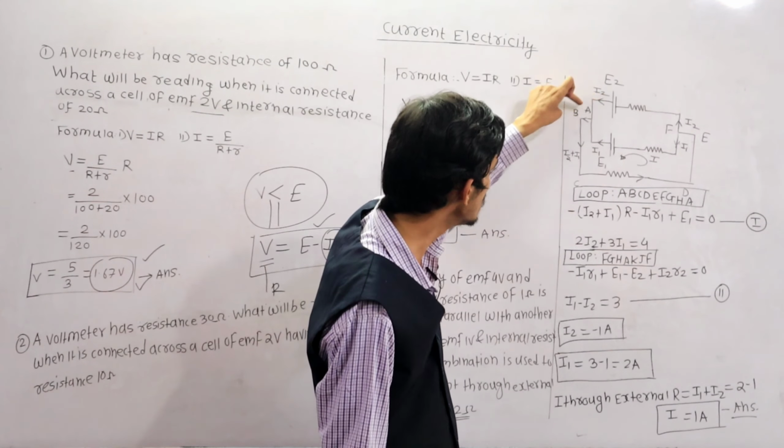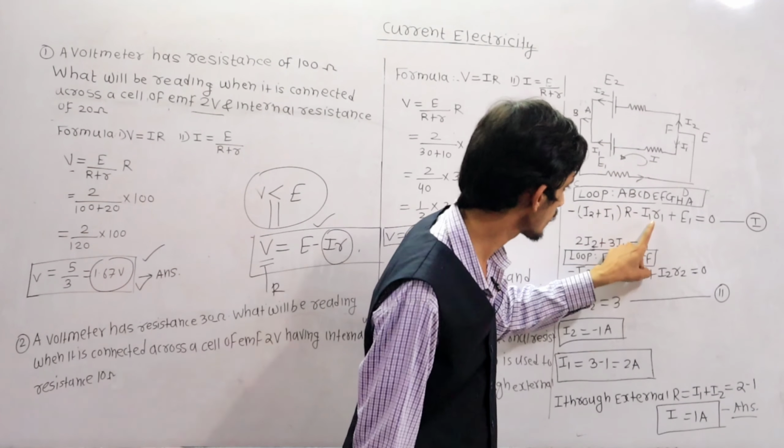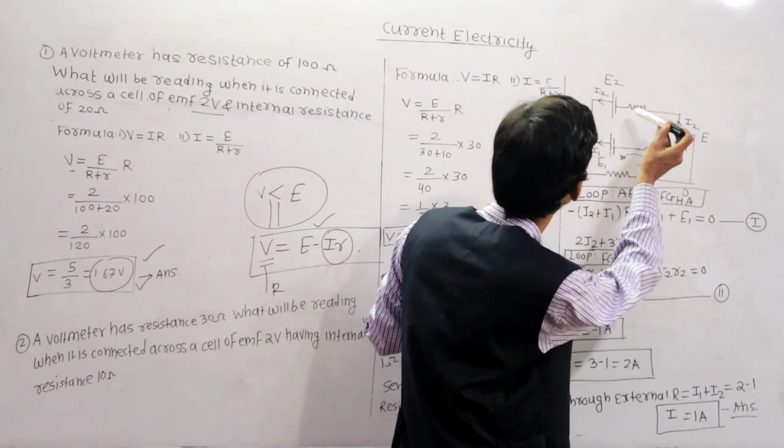Why? Because we are going like this. So it is minus I1 into small r1, plus E1, because we are going from minus to plus, which means there is a rise in the EMF. Once again I am repeating: minus (I2 plus I1) into R, minus I1 into small r1, plus E1 is equal to 0. This is equation number one. Now we substitute the values for capital R and E1, and we get 2I2 plus 3I1 is equal to 4.